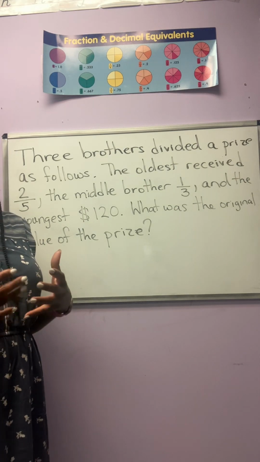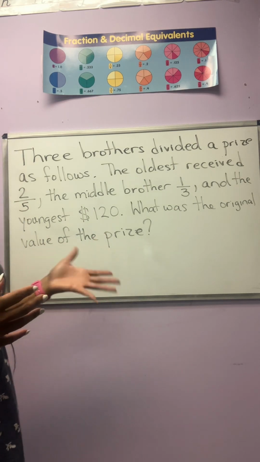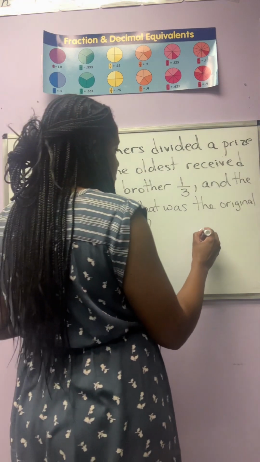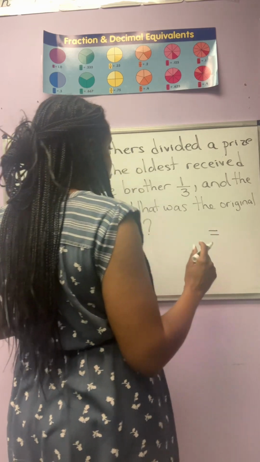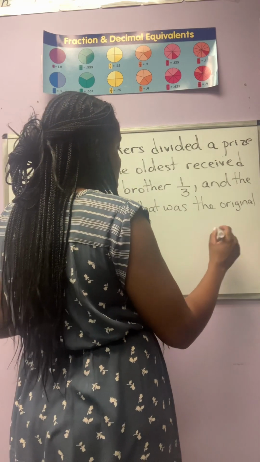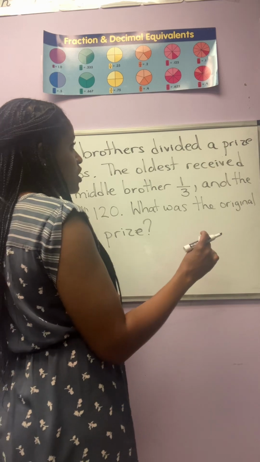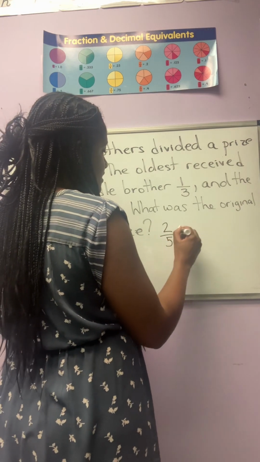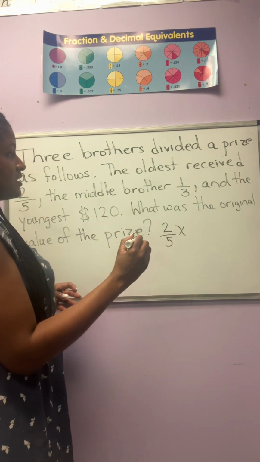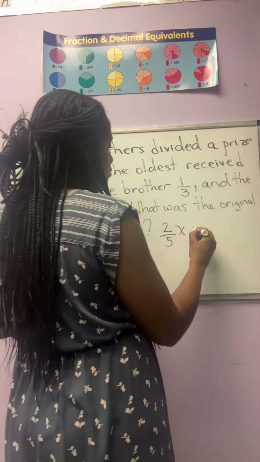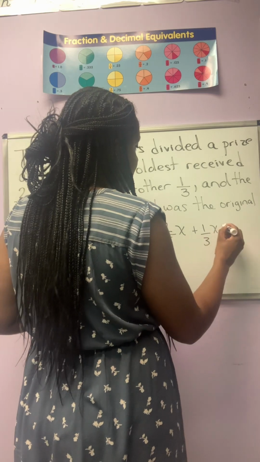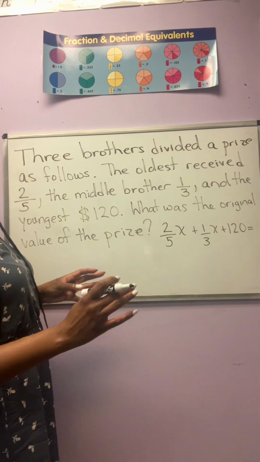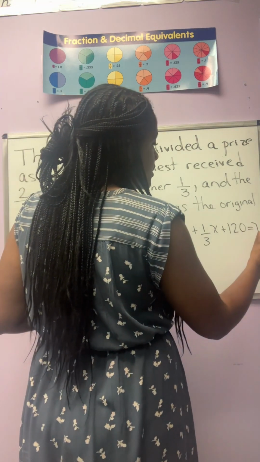So what we don't know, and this is like a basic algebra problem, but you do have to be able to set it up. What we don't know is the price of the prize. We don't know what that is, so that is going to be our x. What we do know is that the oldest brother got 2/5 of x. The middle brother got 1/3 of x. We know exactly what the youngest got, which was 120. When you add all of these up together, it gave you your original.